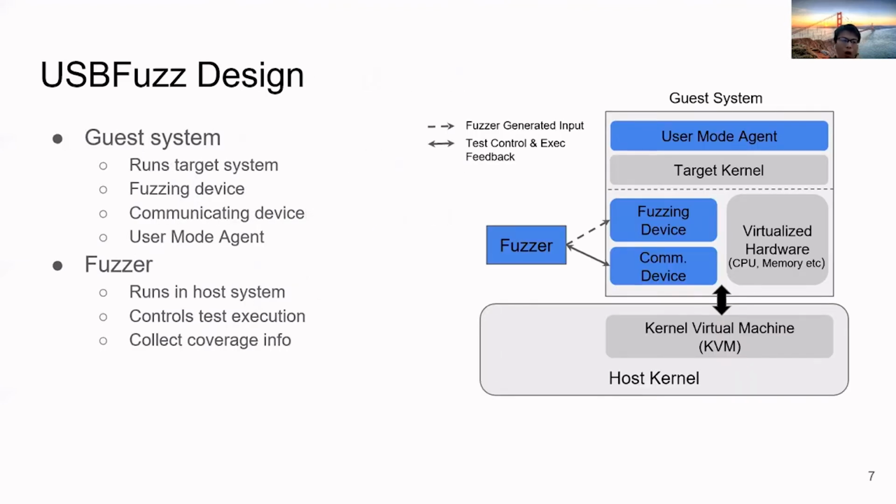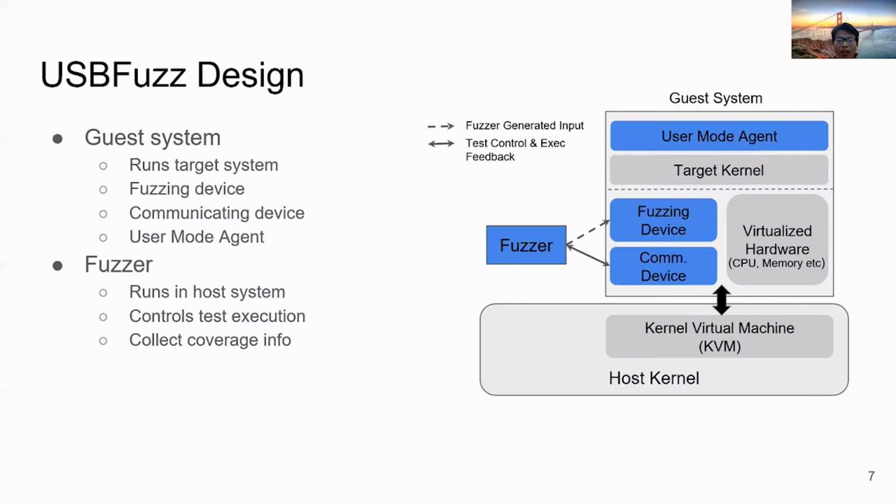Here, the overall design of USBFuzz is shown. A guest VM runs the target system containing the driver that we want to test. A fuzzing device in the guest system is responsible for forwarding the fuzzer-generated inputs to the drivers when I/O operations are performed on it.